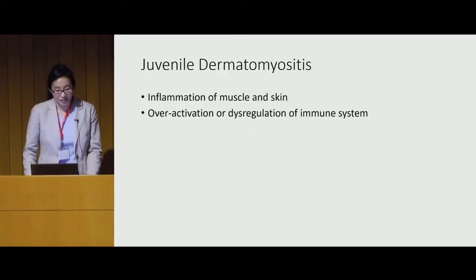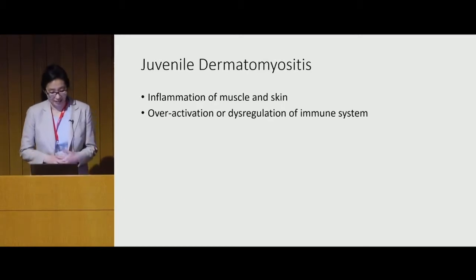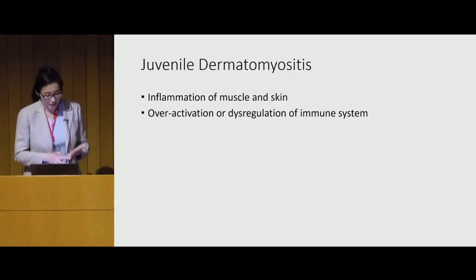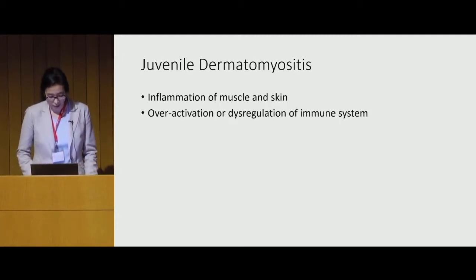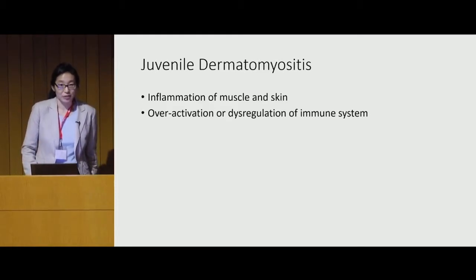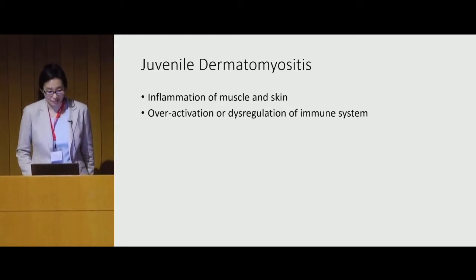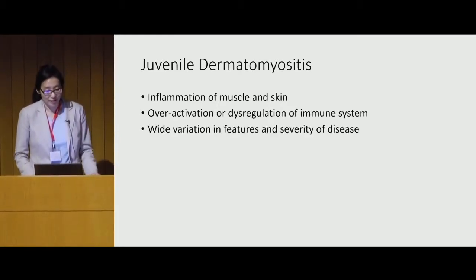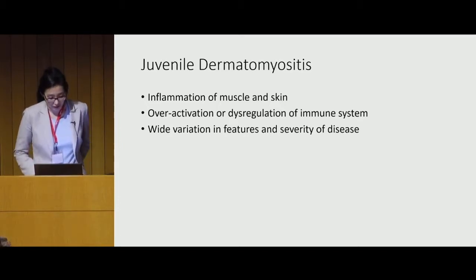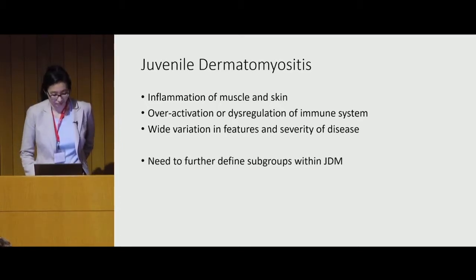So just briefly, juvenile dermatomyositis is an inflammation of muscle and skin, and juvenile myositis in general is similar, just doesn't have the skin component, but generally is thought to be due to overactivation or dysregulation of the immune system. And there's a wide variation in the features and severity of the disease, even though it's all under the umbrella of juvenile dermatomyositis or the other types of juvenile myositis under that umbrella.